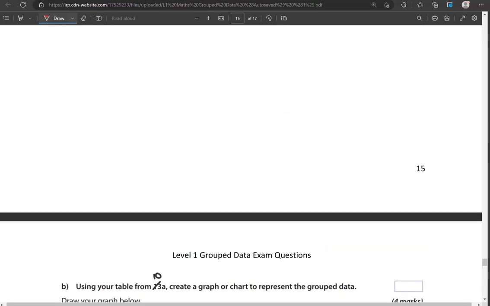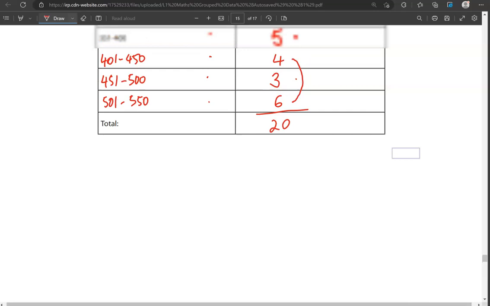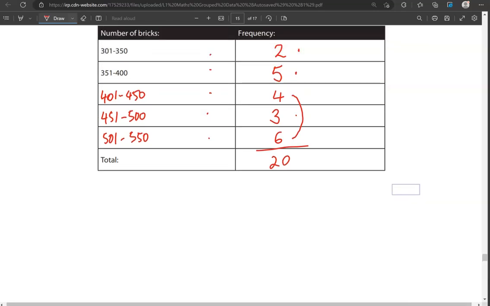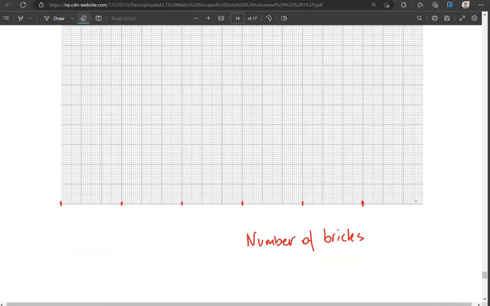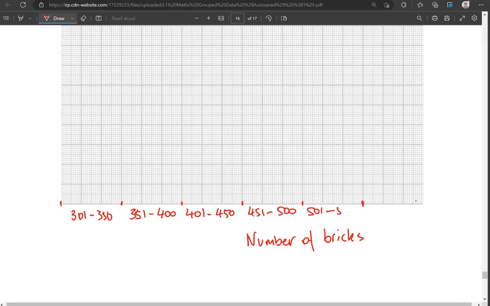And the groups are 301 to 350, 351 to 400, 401 to 450, 451 to 500, 501 to 550.